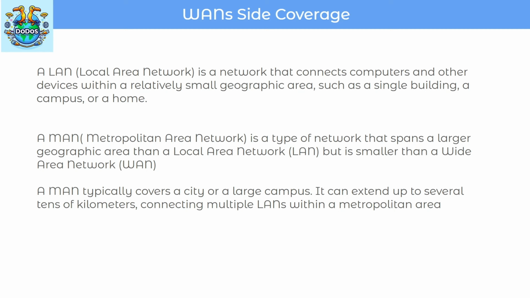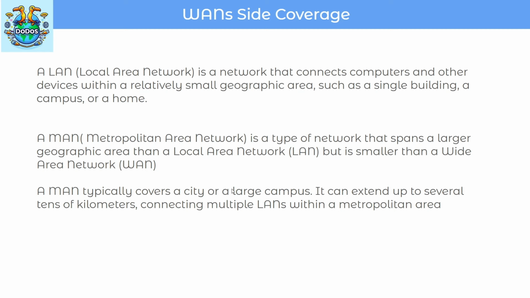A MAN, which is a metropolitan area network, is a type of network that spans a larger geographic area than a local area network, but is smaller than a wide area network. So it's big, but it's not crazy, right? Not like a WAN. It's like a city, like New York City would probably have a MAN, which is just a network that spans a large geographic area on some street or something.